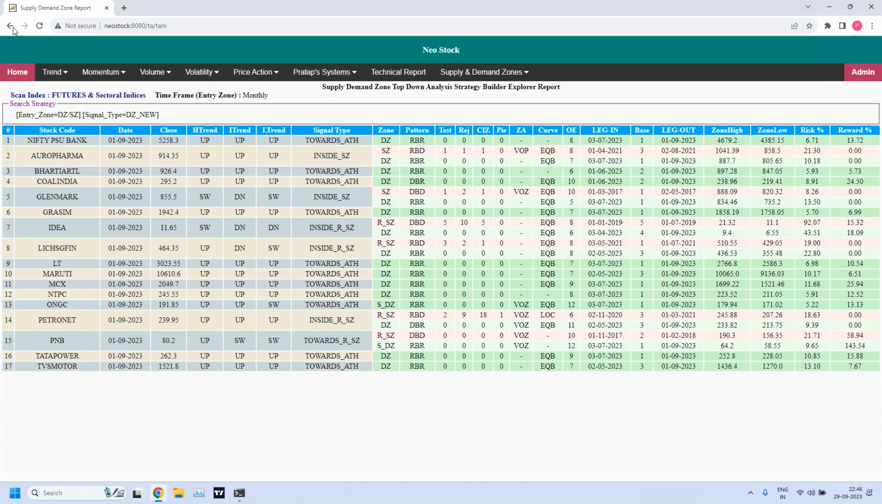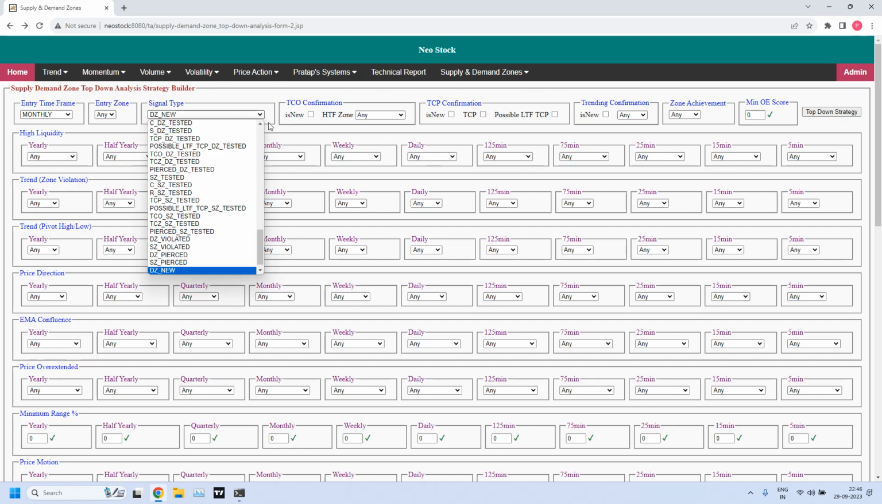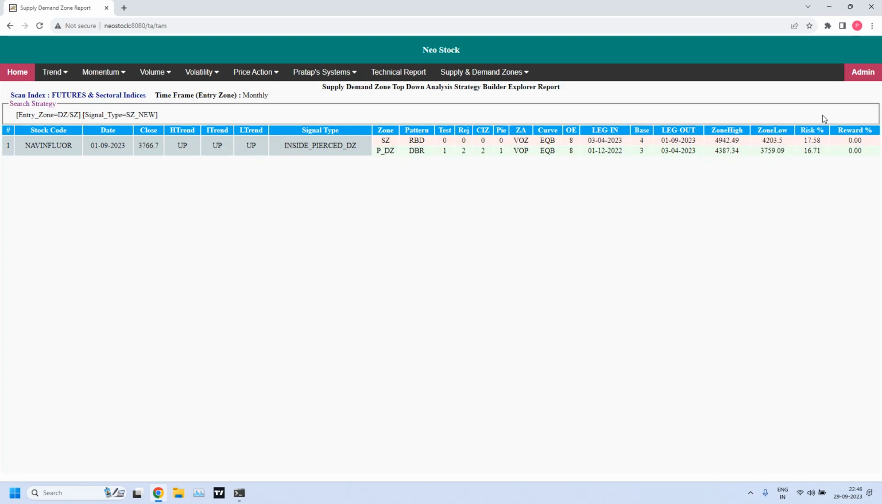So let's go back. For monthly time frame, let us find newly created monthly supply zones. Only one stock is filtered. So this is the filtered list.